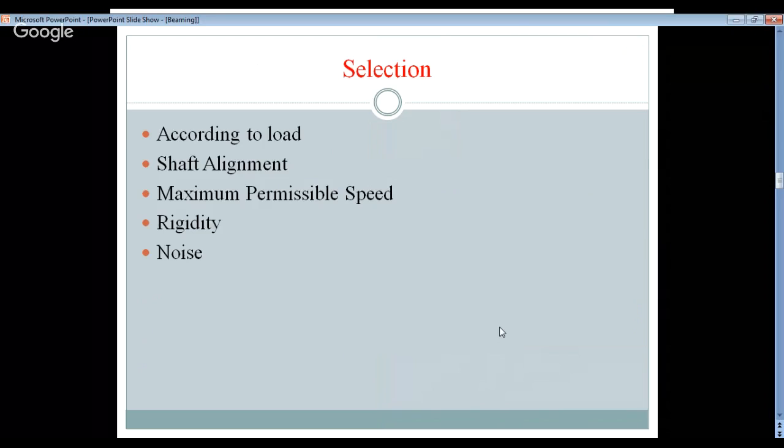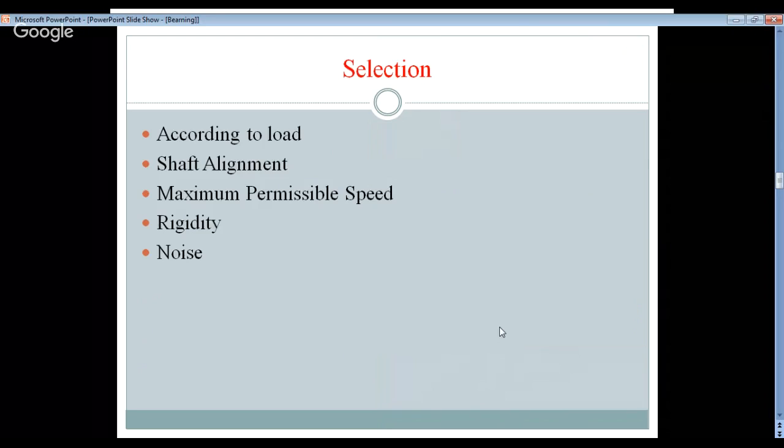Selection: how a bearing can be selected. As I have said in the earlier slide, there are two types of load, radial and axial or combination of both. So load is the major criteria for selection. Second one is shaft alignment. If this shaft is perfectly aligned, there is no need of any special type of bearing. Else, a special type of bearing can be incorporated. We will see it later.